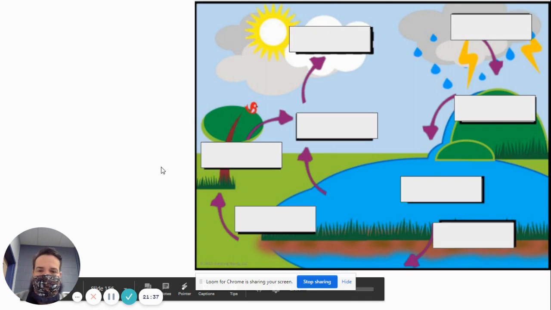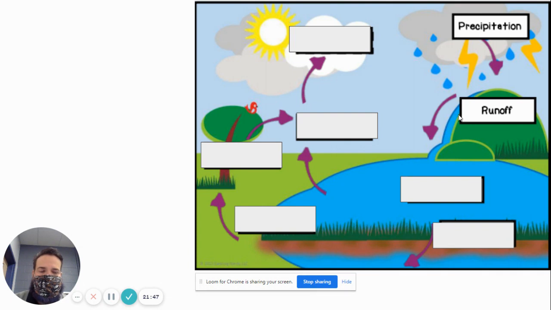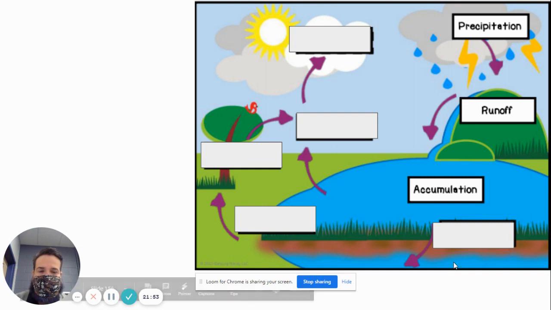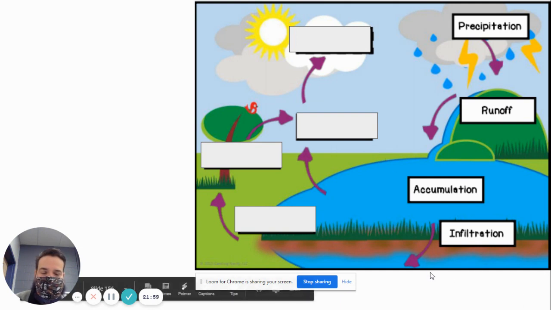As we go through this, we have precipitation from the clouds. Some of it's going to seep into the soil. Some of it's going to run off. So we have a stream here as it runs off. We have accumulation in the pond. Right? We have infiltration as it seeps into the soil on the other side of the pond.